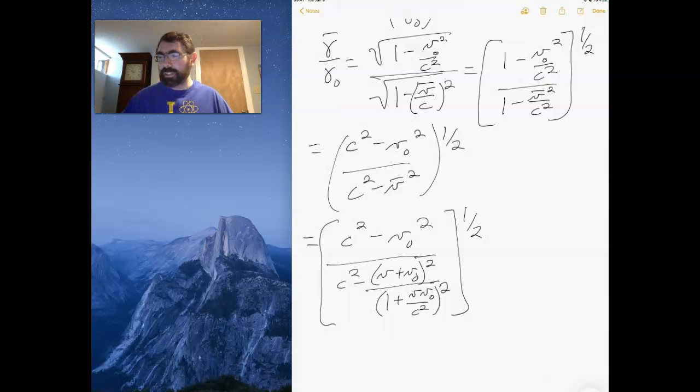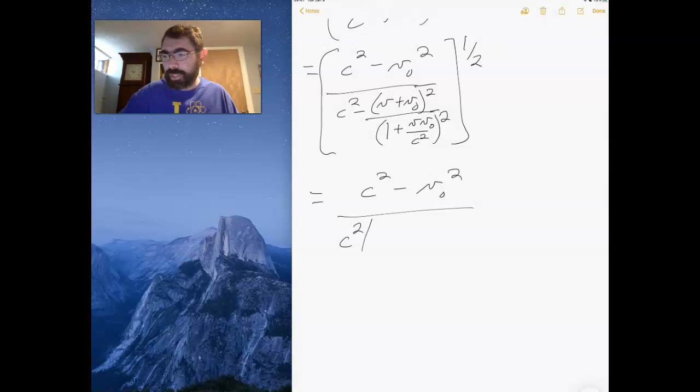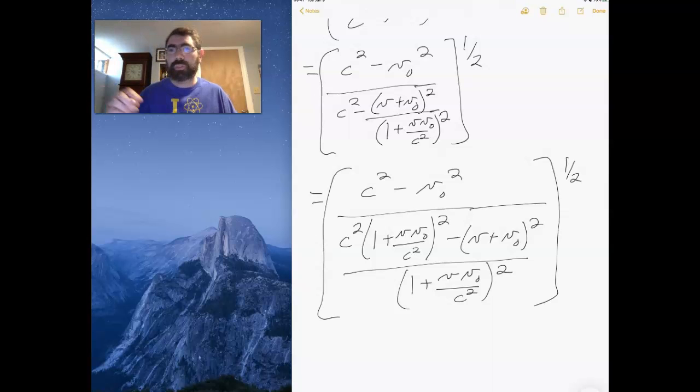Okay, something like that. Let's try and clean this up a little bit if we can. So pretty much we can do this: C squared minus V0 squared over C squared, 1 plus V0 over C squared quantity squared, minus V plus V0 squared over 1 plus V0 over C squared quantity squared. Again, all of that to the square root.